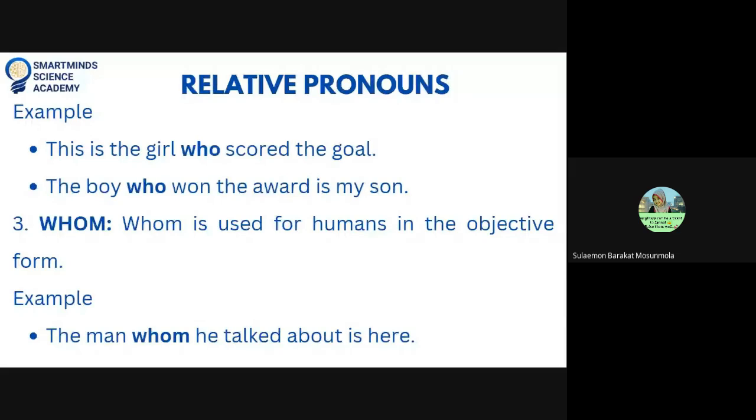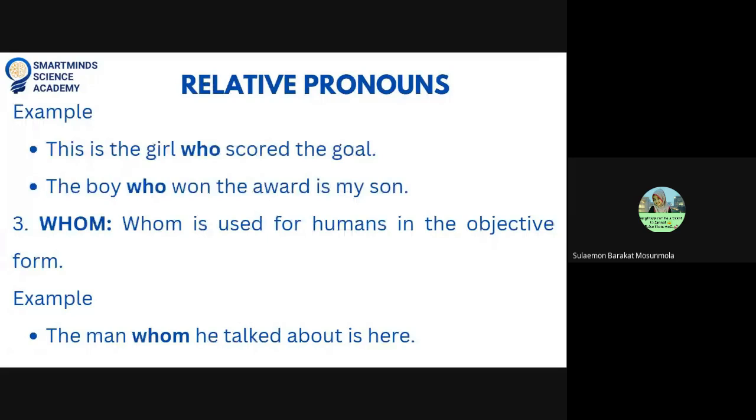The boy who won the award is my son. The boy is my son. It's just that sentence there. The boy is my son. Independent clause. If I tell you the boy is my son, it is explanatory enough. Oh, the boy is your son. Okay. Who won the award is just the dependent clause here.